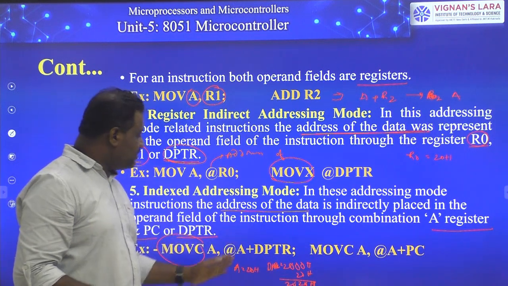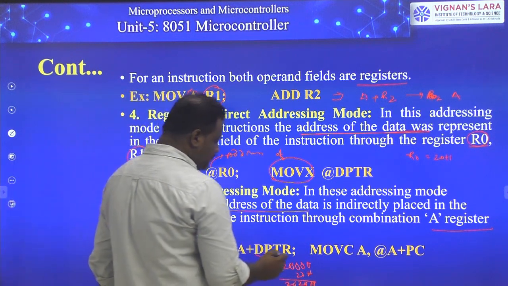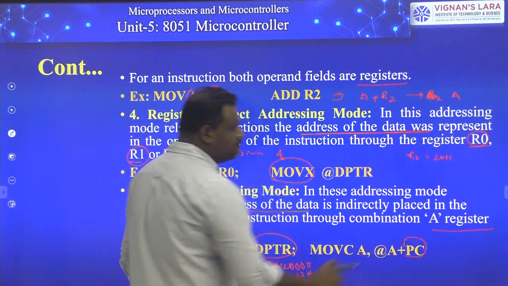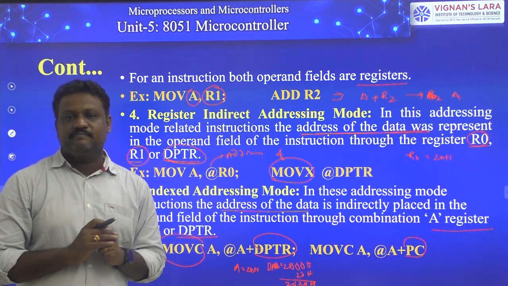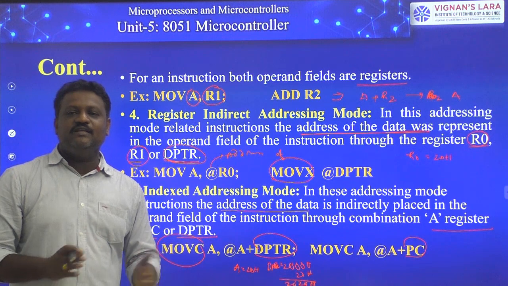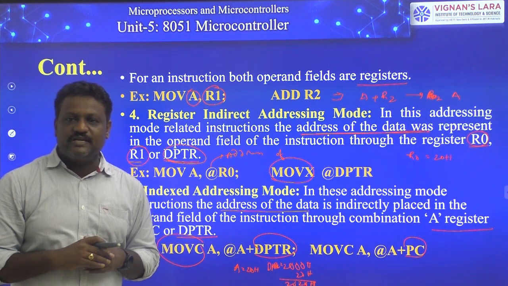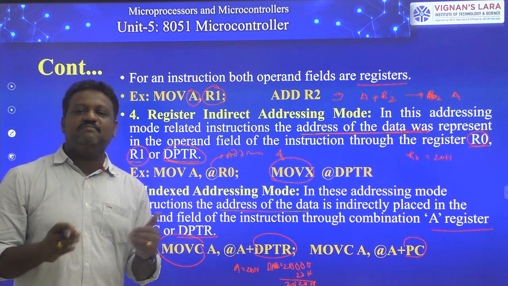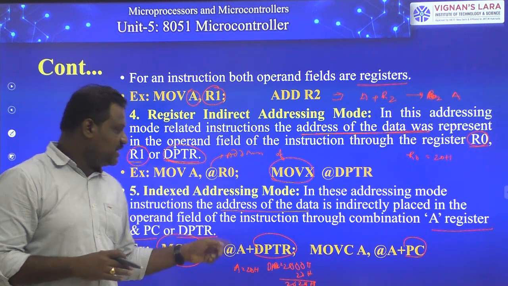Similarly, the next example is the same as this, but the only difference is that in place of DPTR, here you have the program counter PC. Apart from that, everything is the same. In the previous case, we were not doing any addition before accessing data from our source location, but now here we are doing some addition in order to access the data from a source location. So that makes a difference.